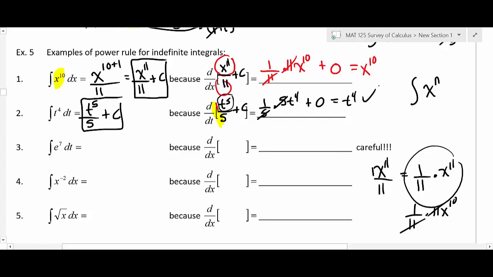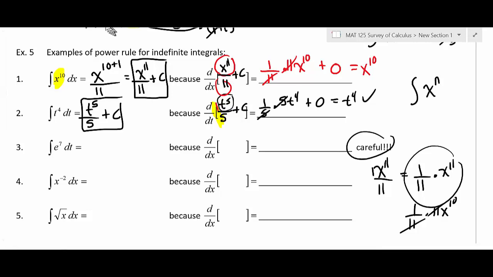Now, the next one I have says 'careful,' so that must mean I'm trying to test your thinking. What kind of number is e to the 7th? Constant. It's a constant. So what function would you take a derivative of that would just give you a constant? 0. No. How about e to the 7th times t?